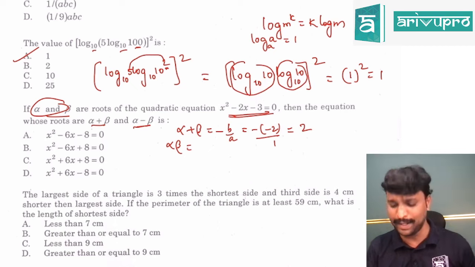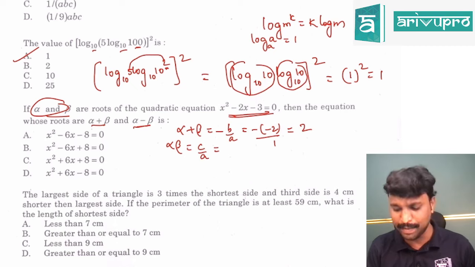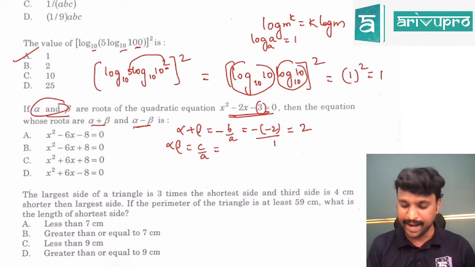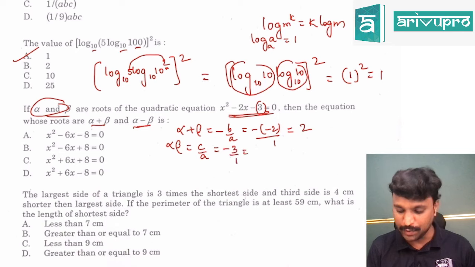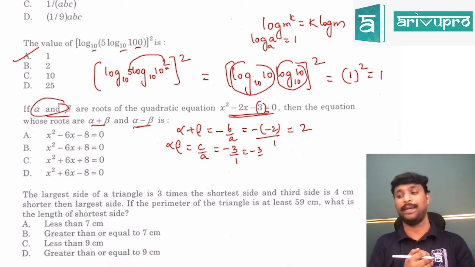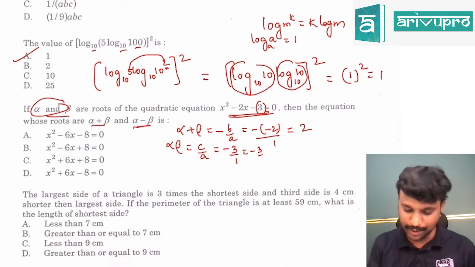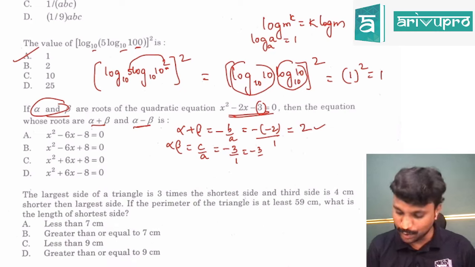And alpha into beta is the product of the roots, which is nothing but c by a. What is c here? -3, and the value of a is 1, so -3 is alpha into beta. All right, now guys, alpha plus beta, you know, is 2. So what is alpha minus beta?